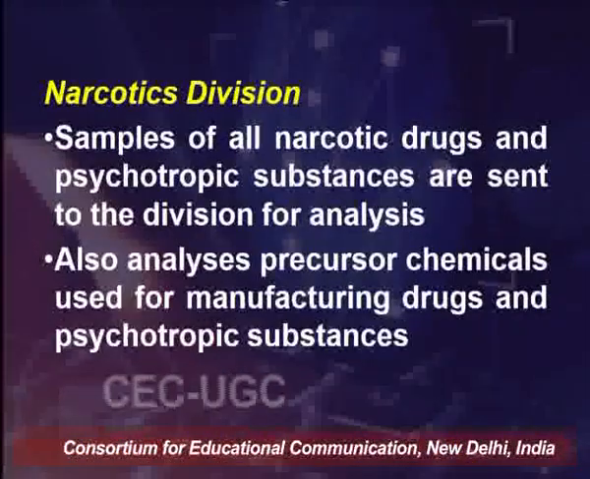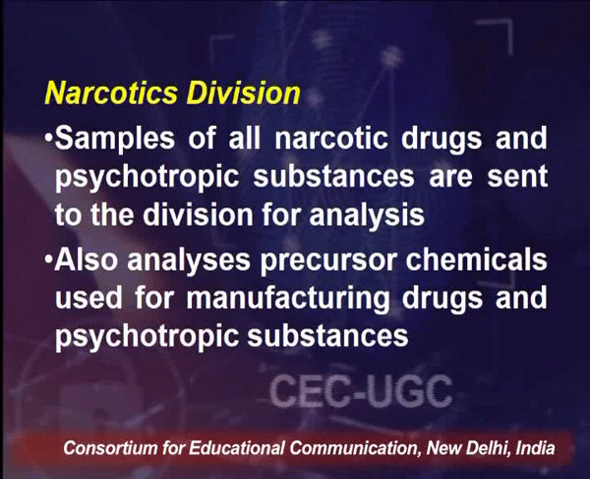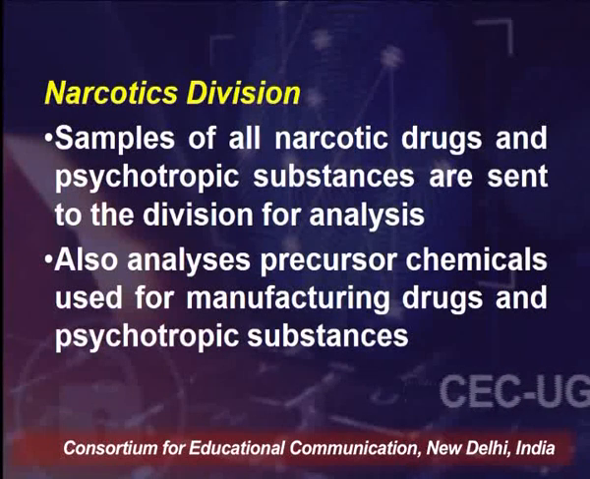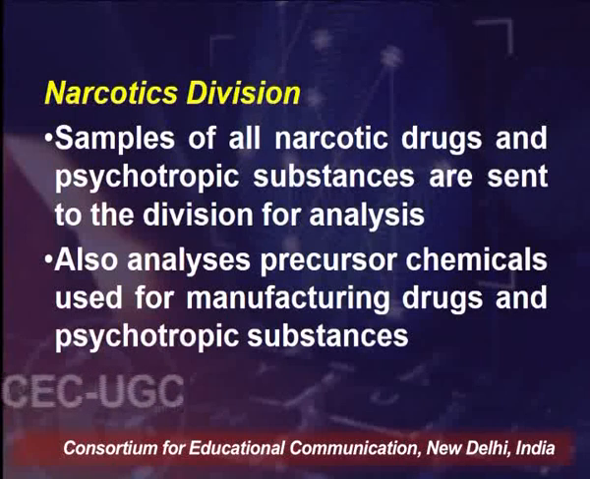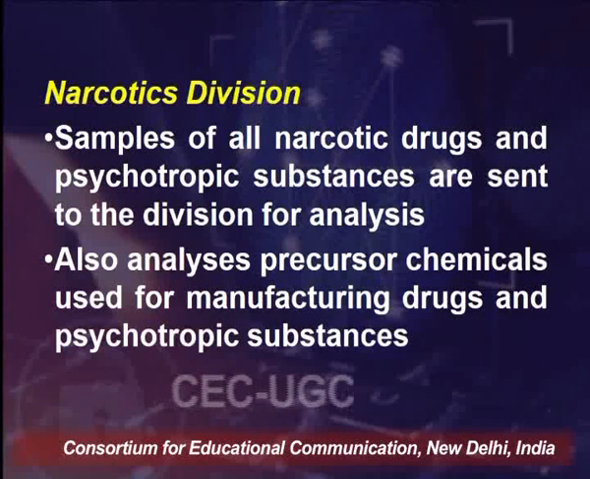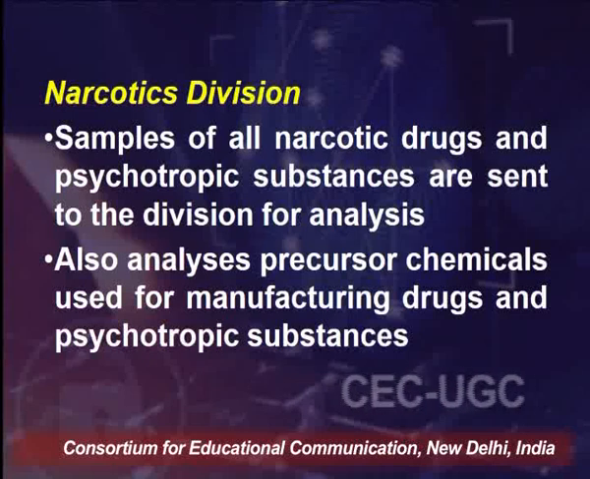Narcotics division is specifically made for all the narcotic drugs and psychotropic substances. Here all these drugs which are being received by the case receipt unit, they will go to the narcotics division, and we analyze all the drugs at this division and all the psychotropic substances here. Also we analyze various precursor chemicals used for manufacturing drugs and psychotropic substances.